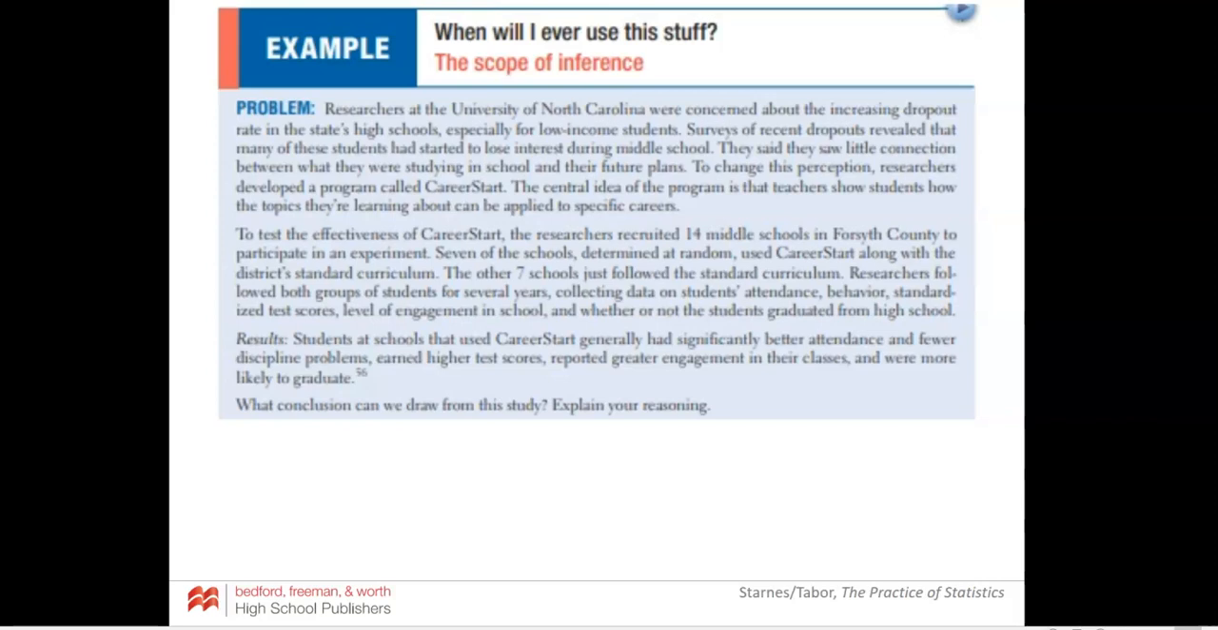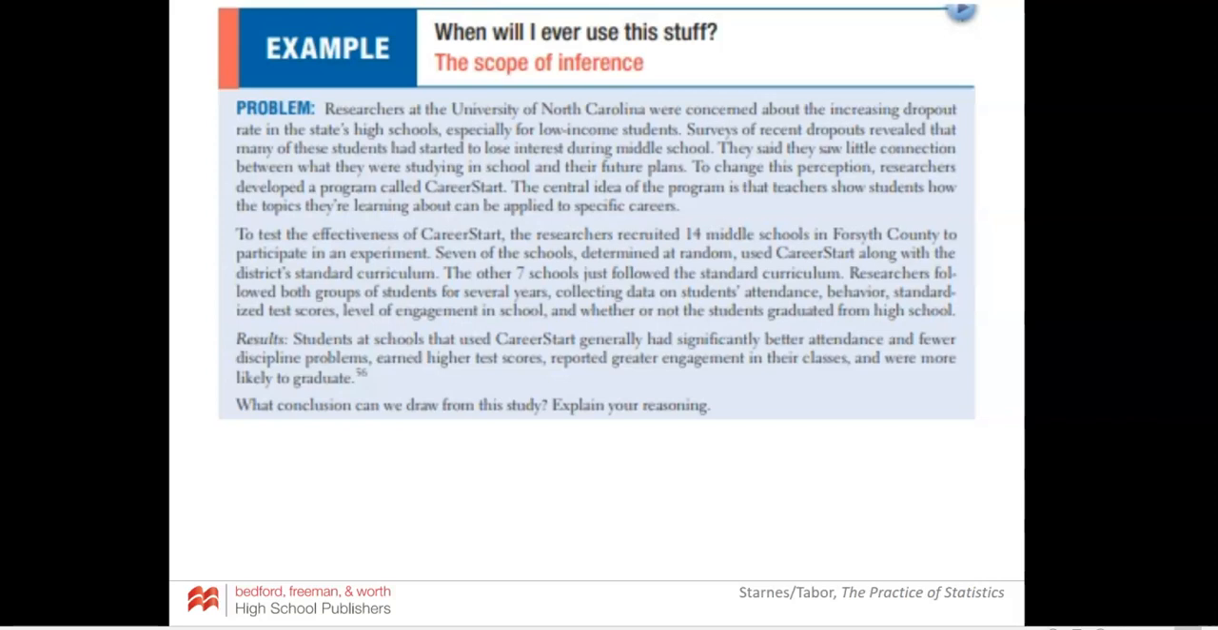Results. Students at the schools that used Career Start generally had significantly better attendance, fewer discipline problems, earned higher test scores, reported greater engagement in their classes, and were more likely to graduate. This is amazing. What conclusions can we draw? Can we draw cause and effect, or just inference about that population, or none of that? So what's the scope of inference? What was done randomly here?